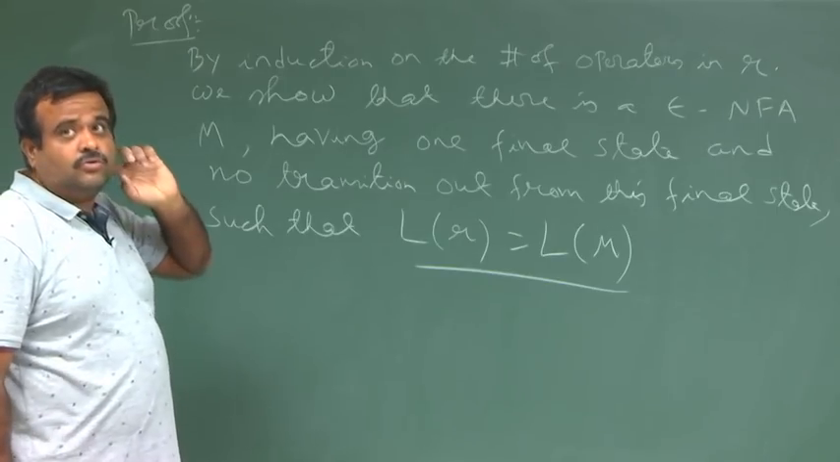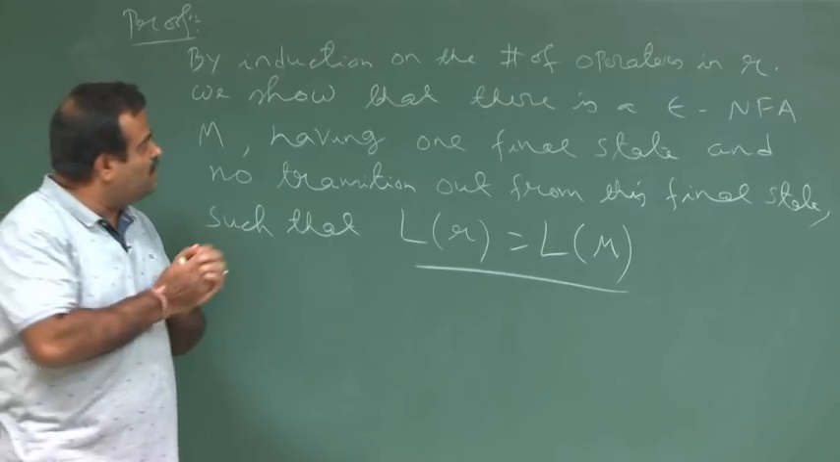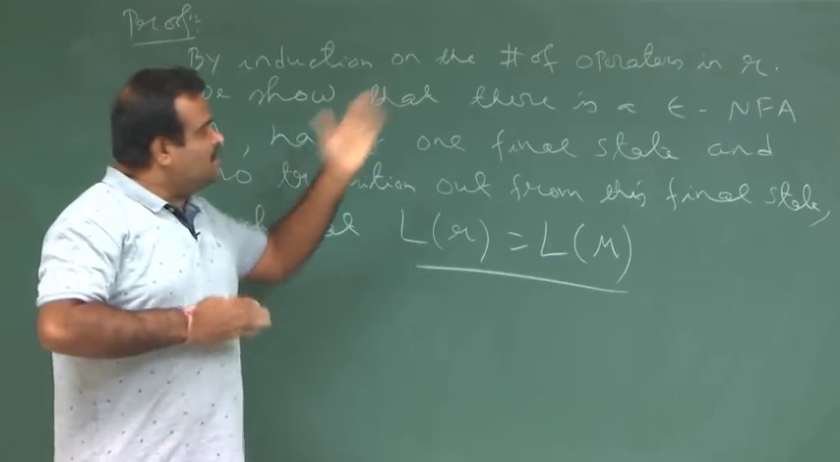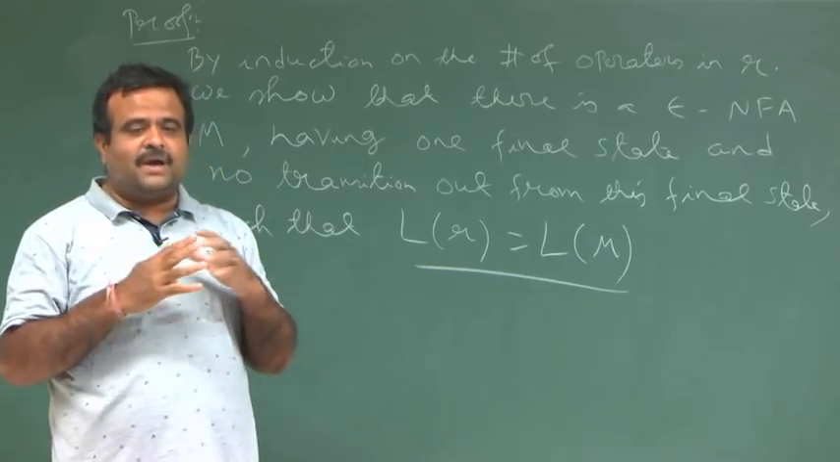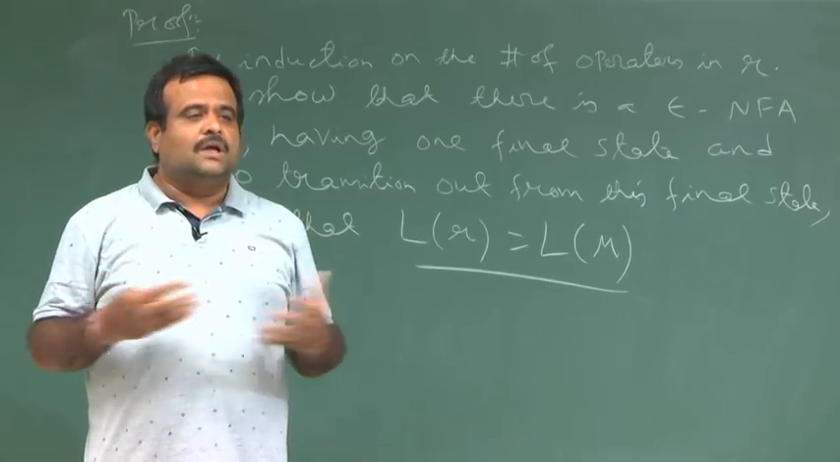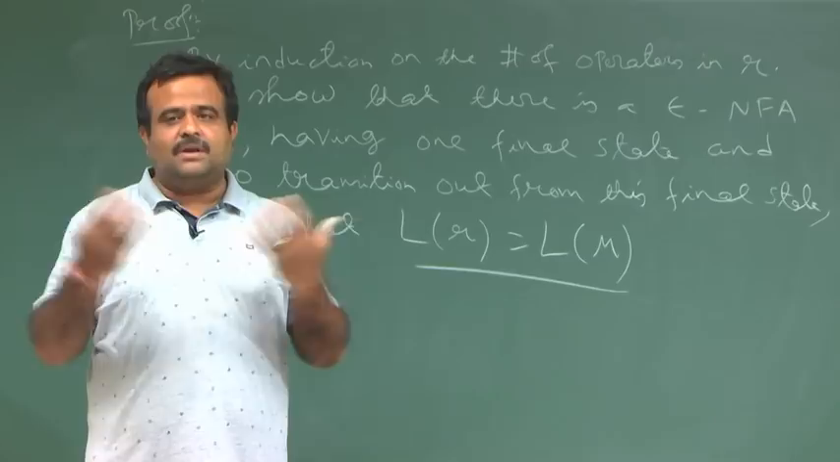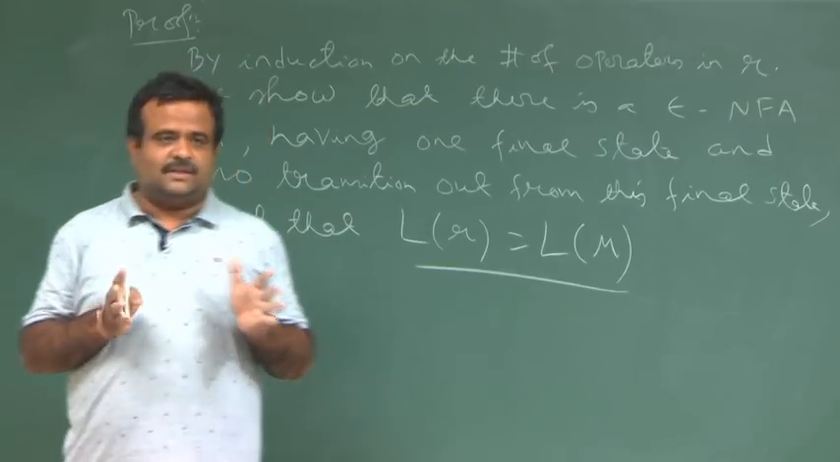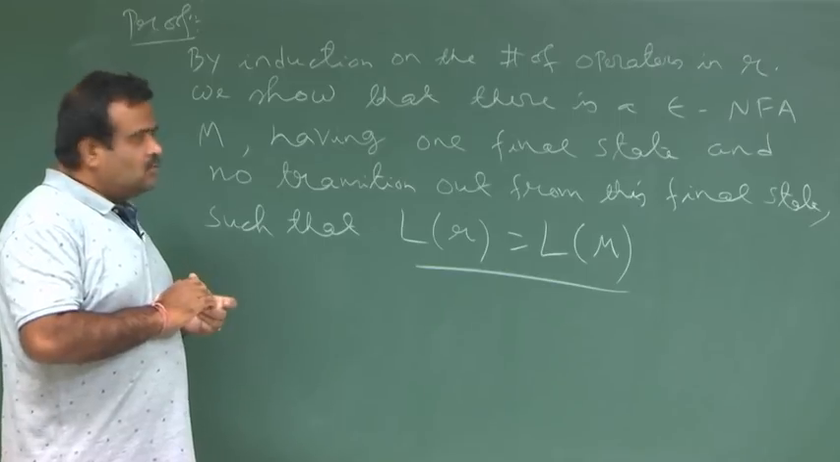The logic is we want to show this by induction. For induction we need to have something on the natural number. So, here what is the natural number? The number of operators. We know the regular expression is made by these 3 operators. So, we just check the number of operators, how many times they are coming. So, that is our natural number n for the induction.